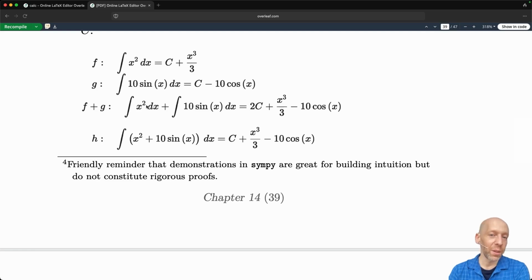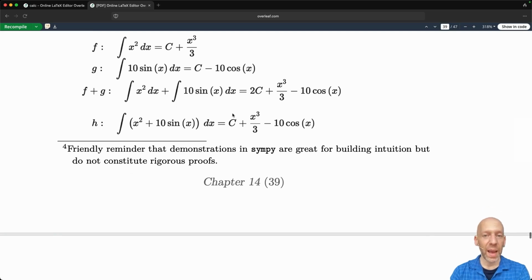So here you see the integral of f plus the integral of g equals this function, and here is the integral of h, which is the integral of the quantity f plus g. Okay, and then basically you see that these two terms are the same. Of course, we have some apparent differences with the constant of integration, but otherwise they're the same. Okay, so this is the first part of this exercise.